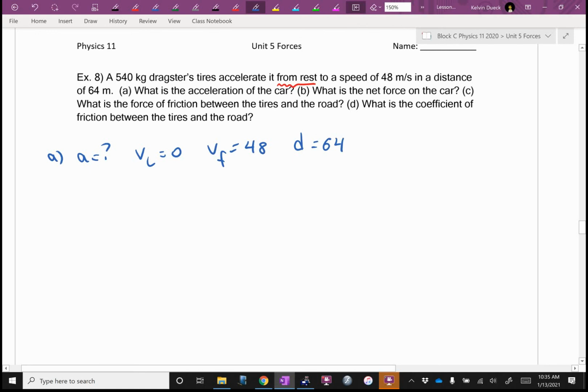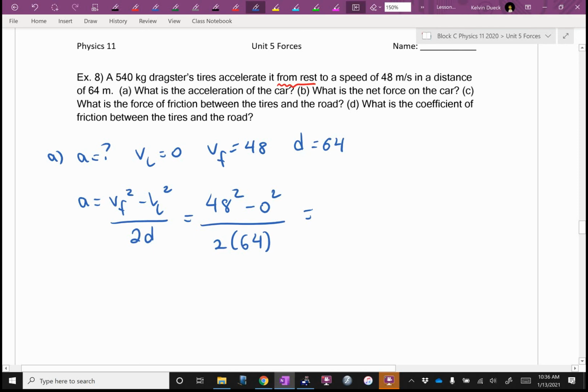Which equation? Squared. Thank you. Forgetting the squareds is more common than you realize. A couple of you did that on the test. We'll go through the test in a couple of days. It's going to be 48 squared minus 0 squared all over 2 times 64.